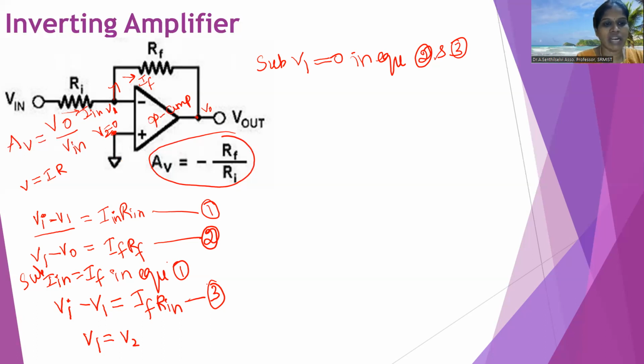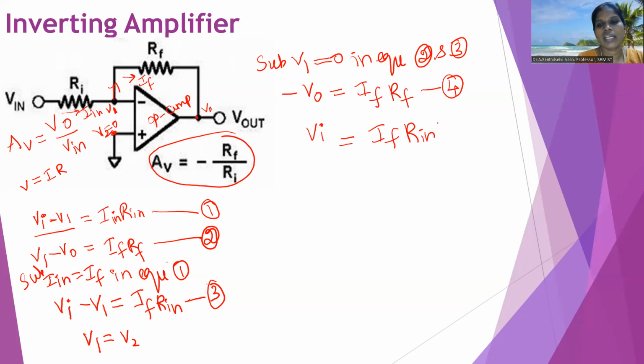After substituting the value, we get minus V out equal to I F R F. Consider this as equation number 4. And in equation 3, substituting V1 equal to 0, we get V input equal to I F R in. Consider this as equation number 5.